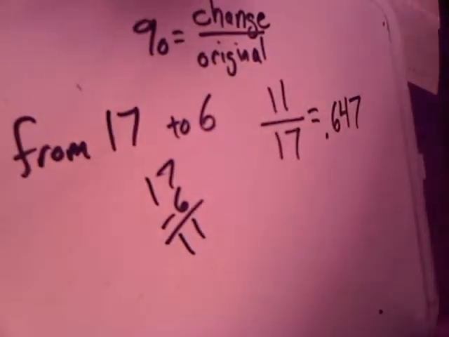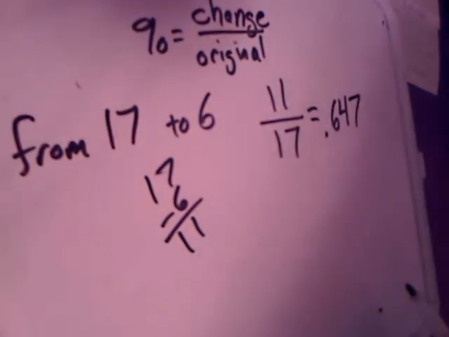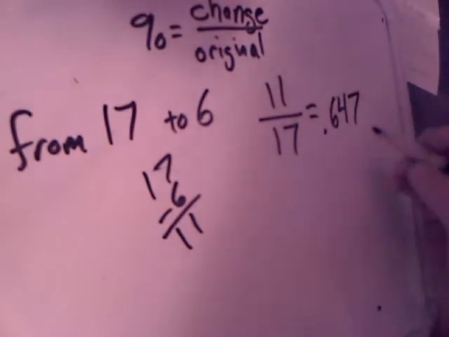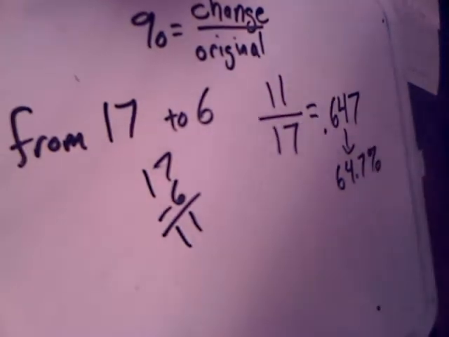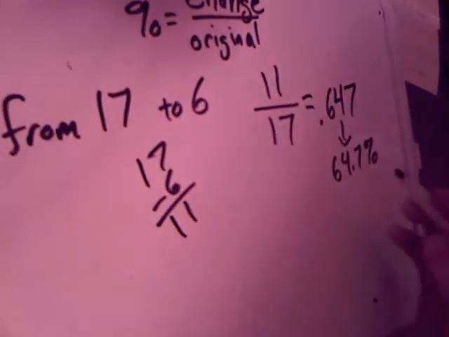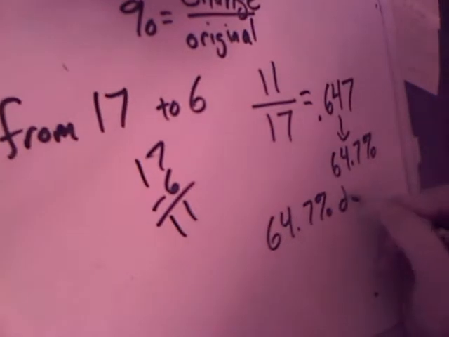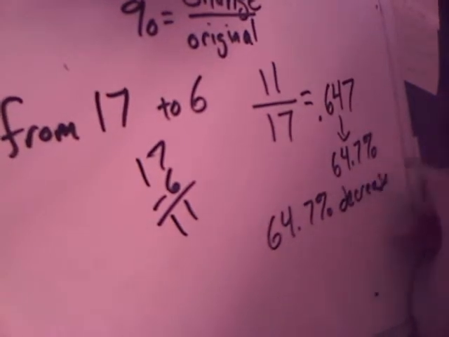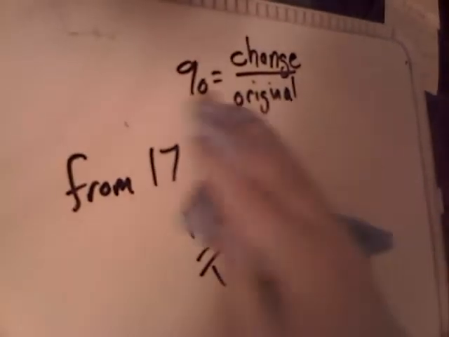0.647. And what we need to do now is convert this decimal into a percentage, which means that it's going to turn into 64.7%. That is my percent of change. In this case, there was a 64.7% decrease because my number went down. But there can also be percent increases.